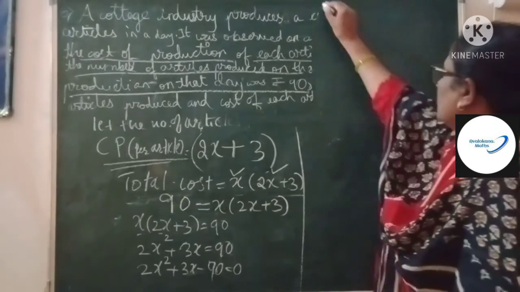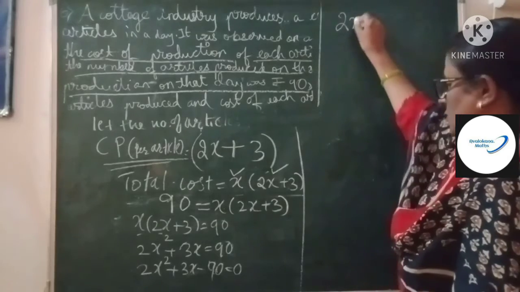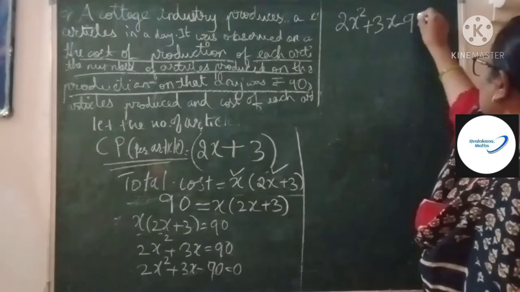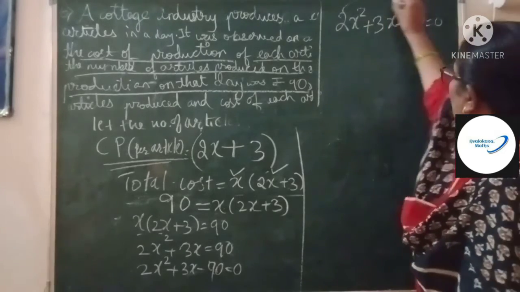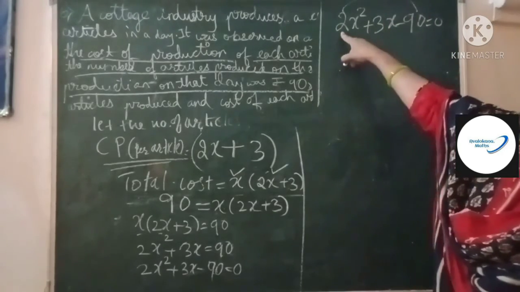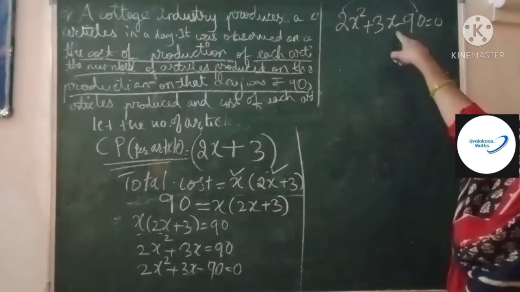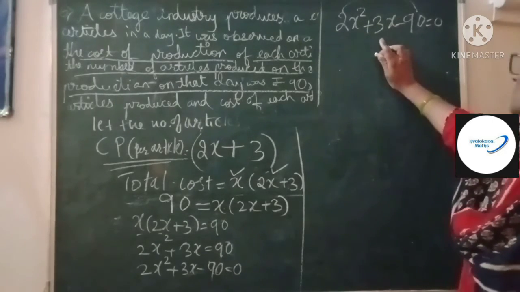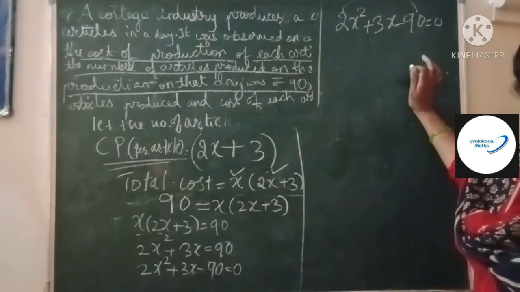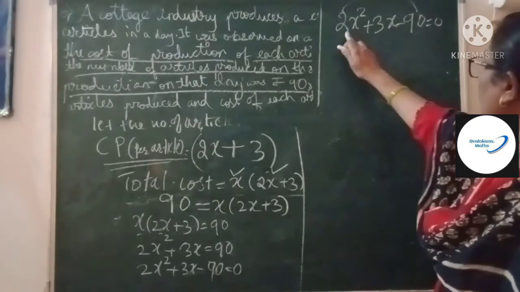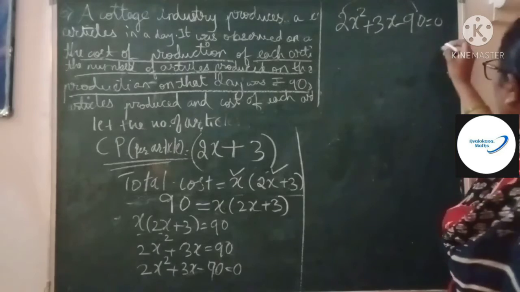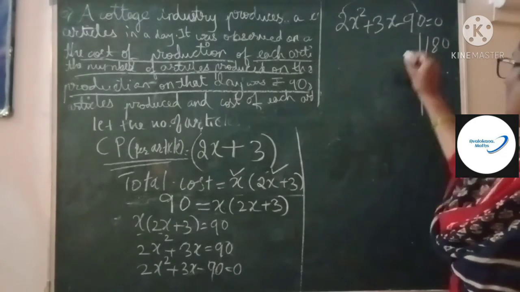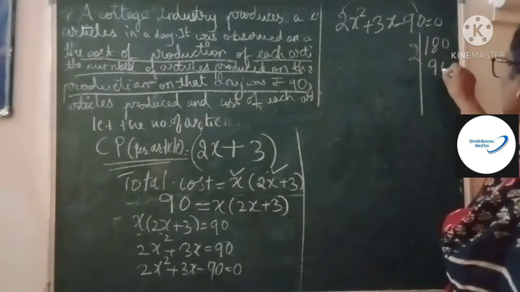So our equation is 2x square plus 3x minus 90 equals 0. We cannot take 2 common, because 3 doesn't have 2 as a factor, so it is not possible to take 2 common. So now what we are going to do here is multiply 2 and 90, and we get 180.